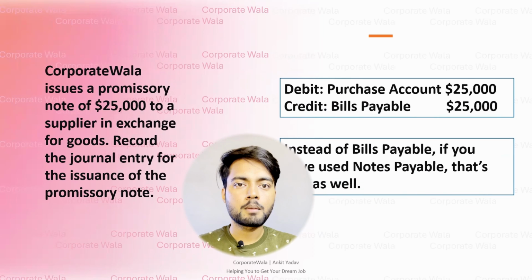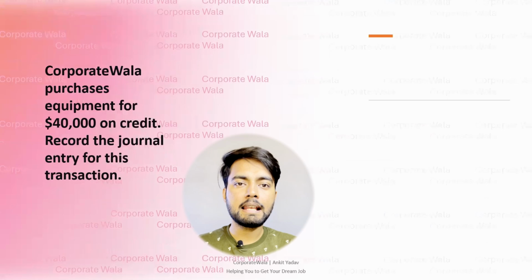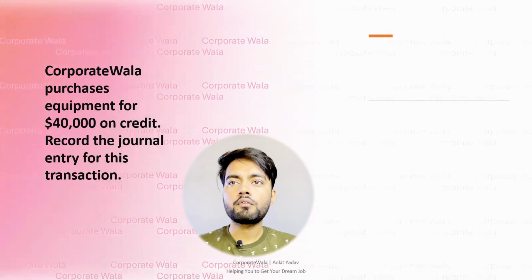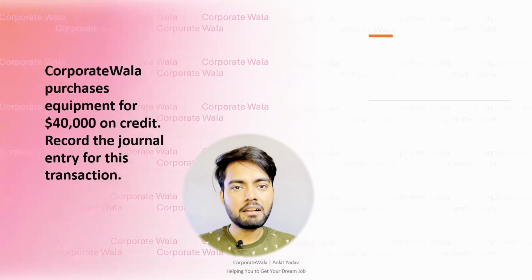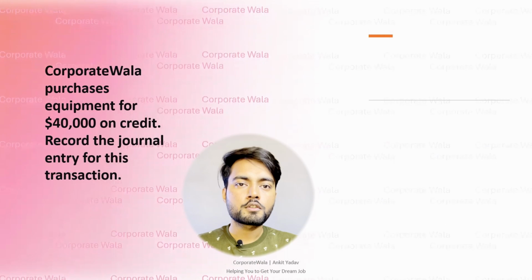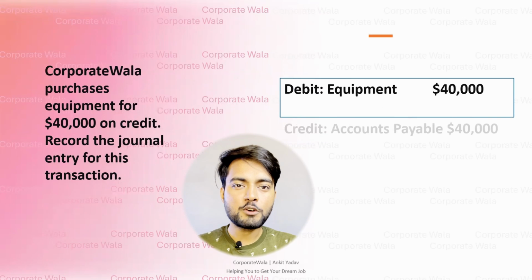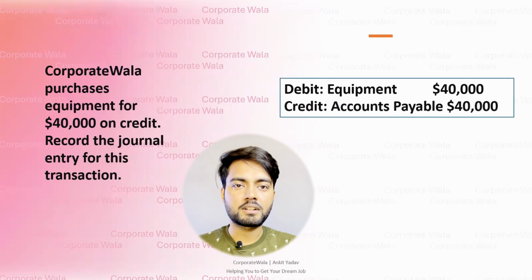All those are correct. Moving ahead, now let's talk about our next journal entry, which is CorporateWala purchases equipment for $40,000 on credit, and we need to record this journal entry. So whenever you buy any equipment, it will increase your asset, but because you are buying it on credit, it will not impact your cash, but it will create a current liability for you. So your entry would be equipment account debit to accounts payable account by 40,000 amount. I hope till here everything is clear to you.